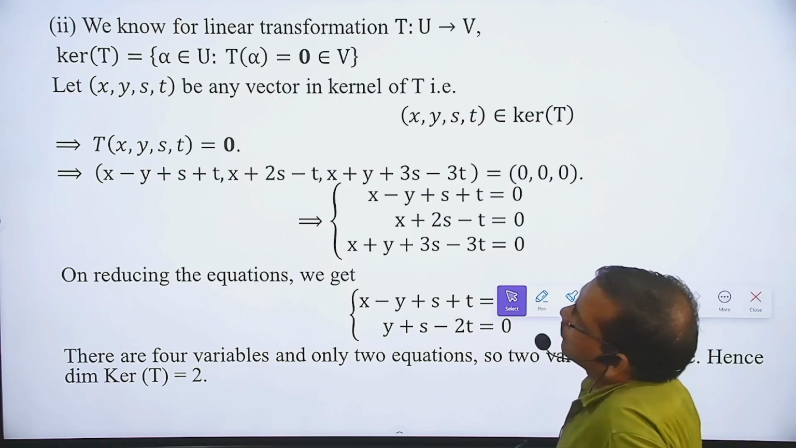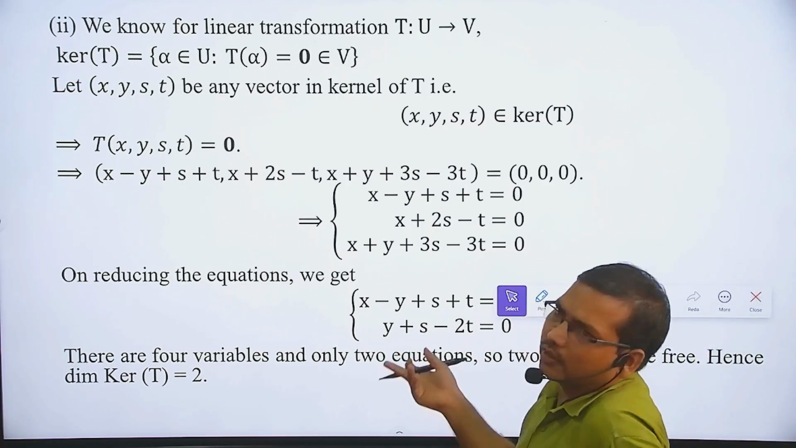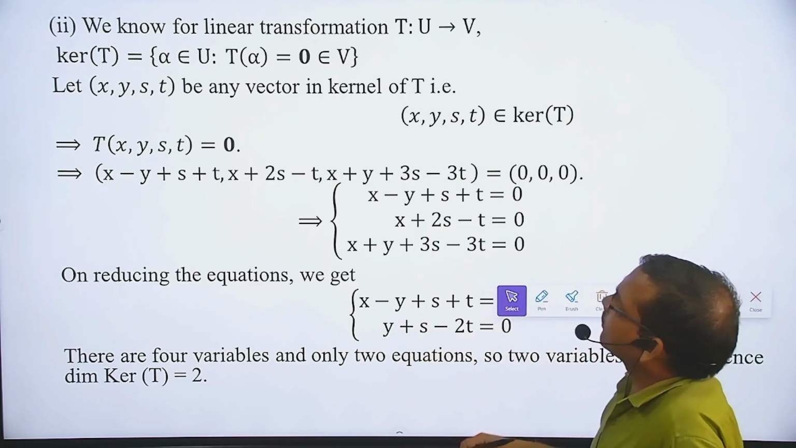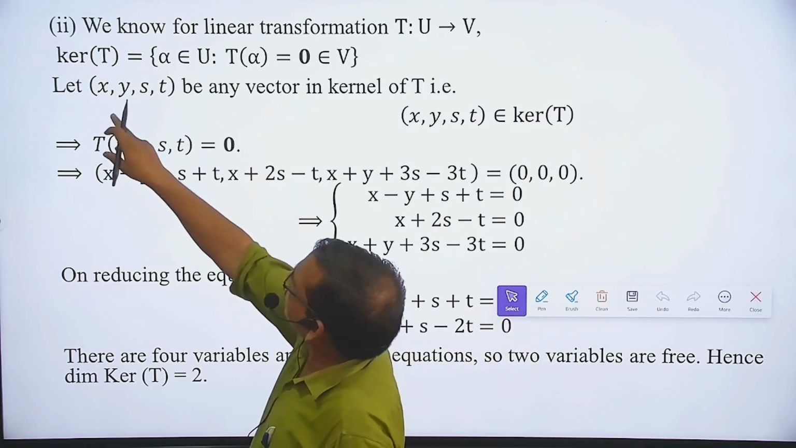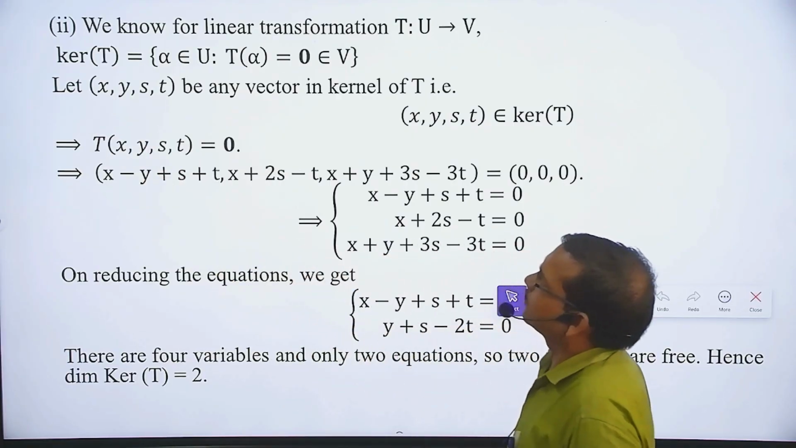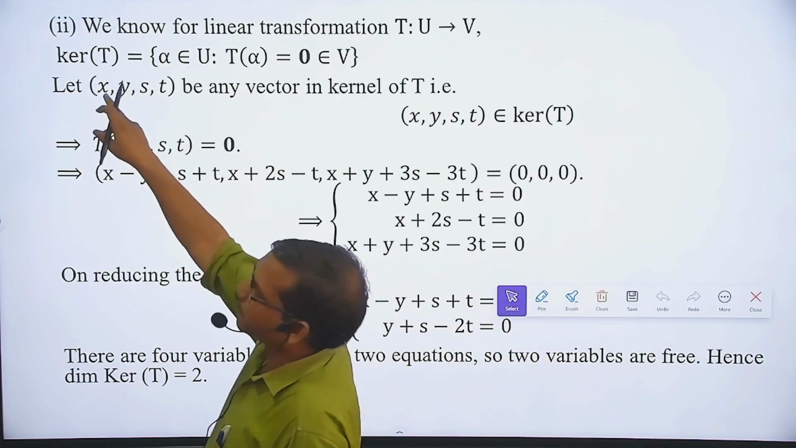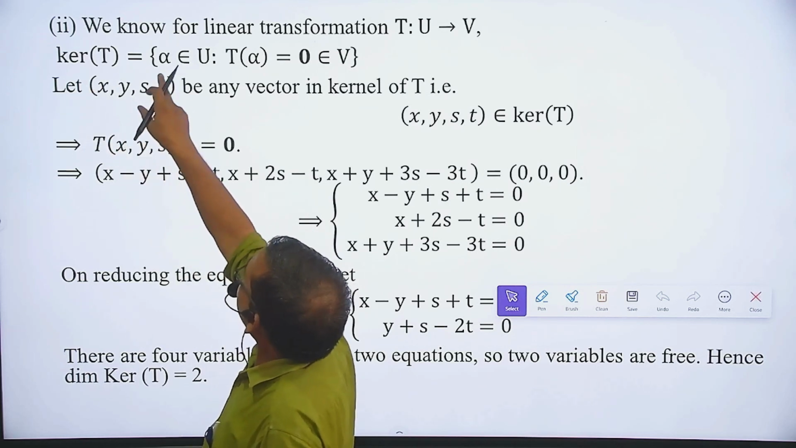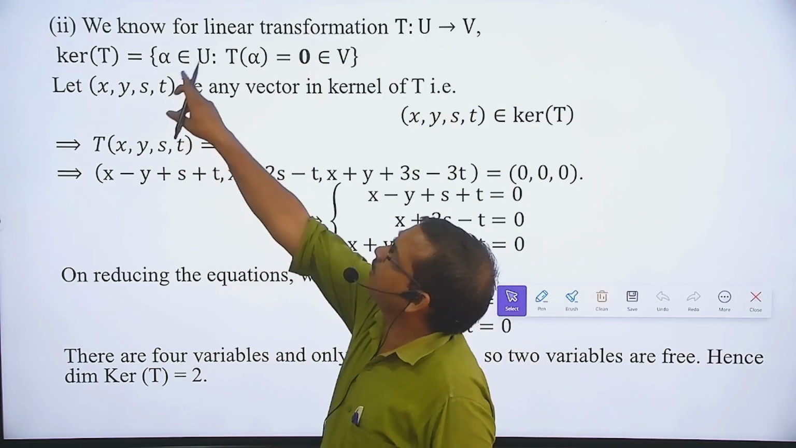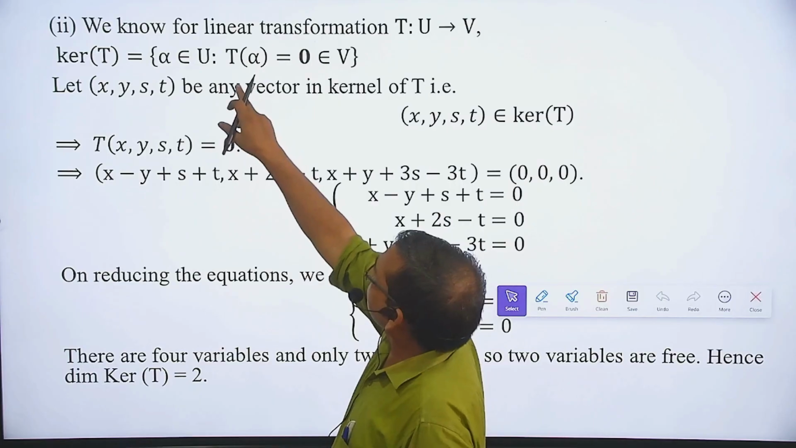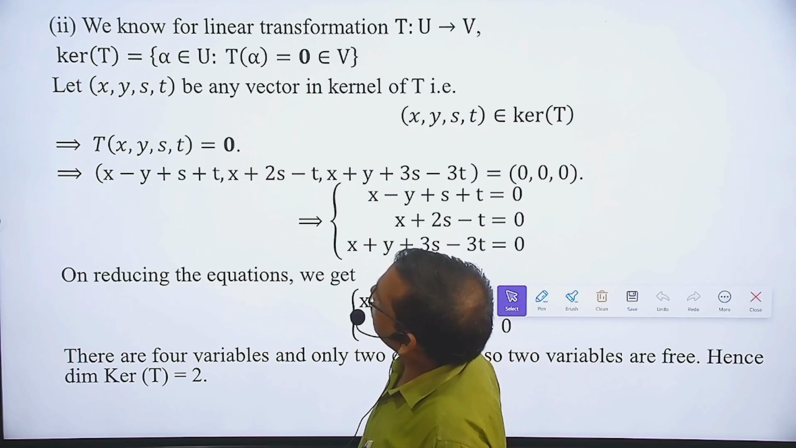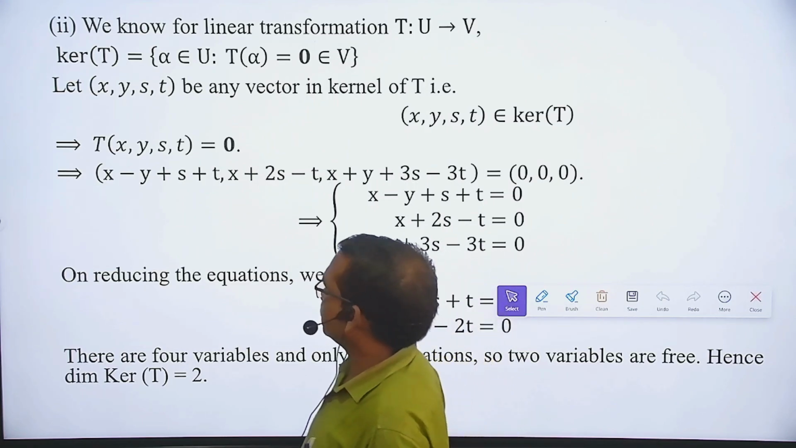The second question was to find the null space and the dimension of the null space. For the null space, we use the definition of the kernel as nullity. The null space contains the elements of U that have image 0. It means if alpha is an element of U, then the transformation of alpha must be 0 for alpha belonging to the null space of T.